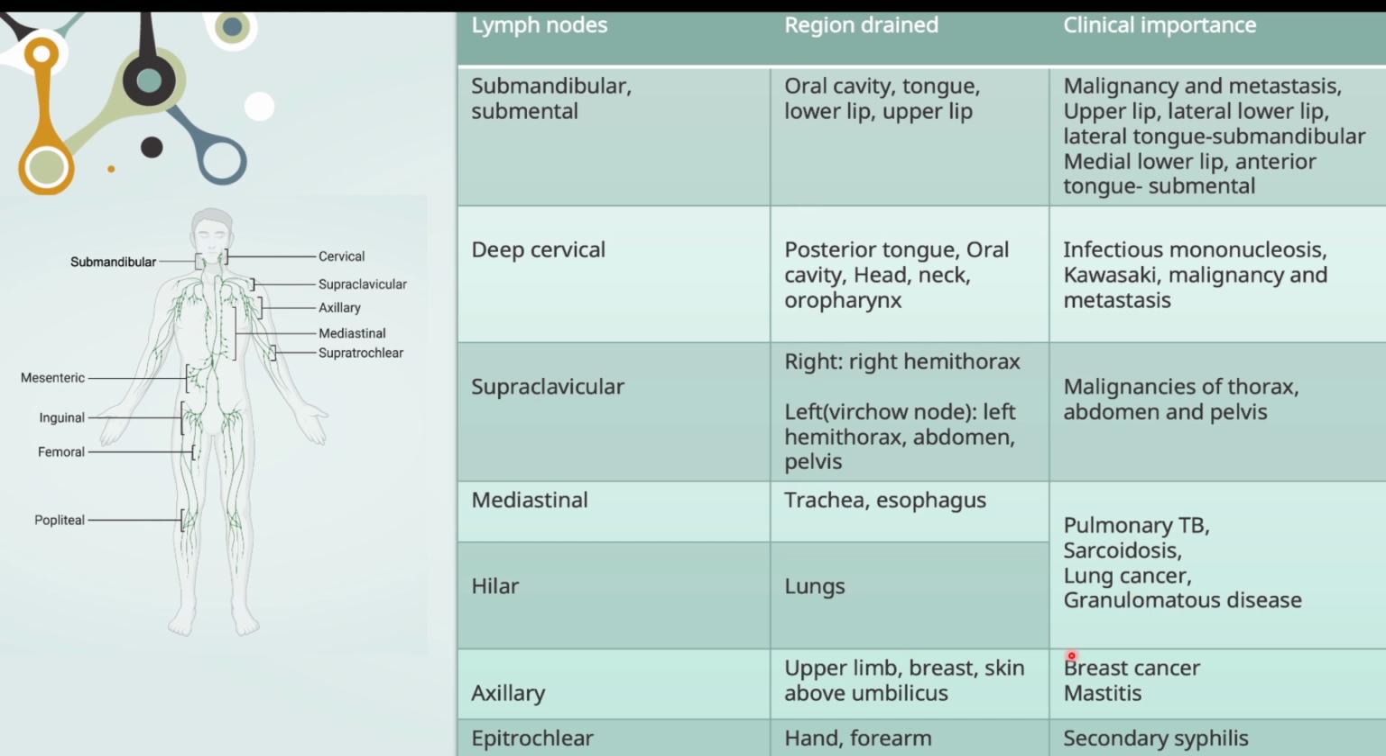We talked about breast cancer and how axillary lymph nodes are involved. Now, another super high yield lymph node is the epitrochlear node. Whenever you have involvement of the epitrochlear lymph node, you can definitely choose the option of syphilis. Super high yield. If epitrochlear lymph nodes are involved, you can narrow it down to syphilis.